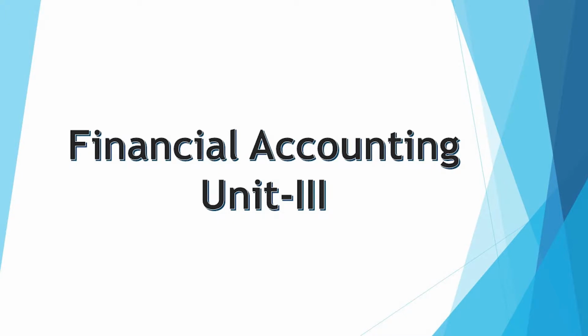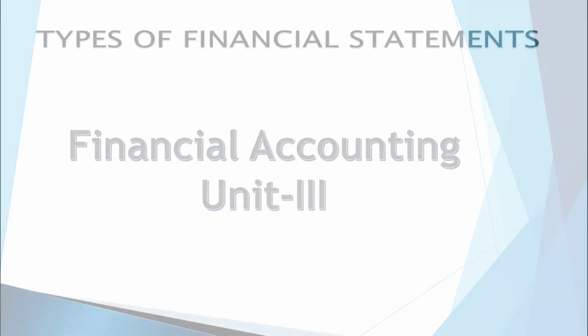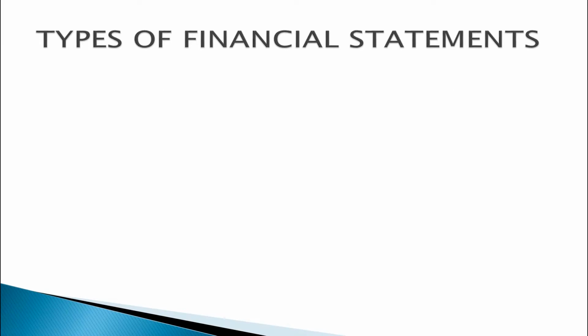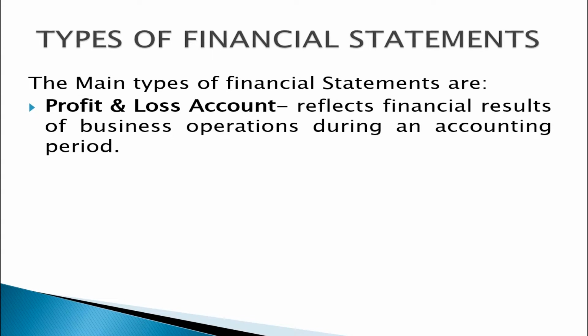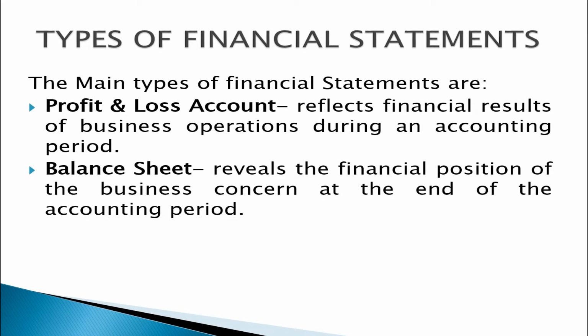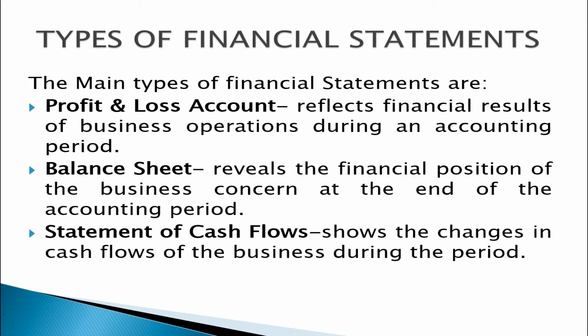Hello learners, in this video we will be talking about types of financial statements. The main types of financial statements are profit and loss account, balance sheet and statements of cash flows. Profit and loss account reflects financial results of business operations during an accounting period. Balance sheet reveals the financial position of the business concern at the end of the accounting period. And at last, statement of cash flows that shows the changes in cash flows of the business during the period.